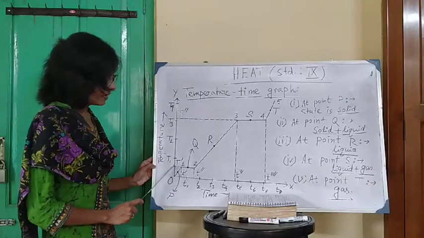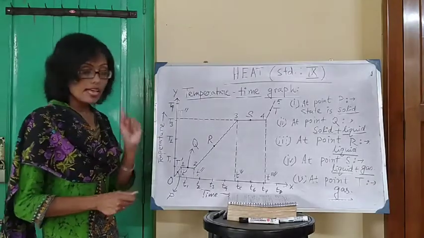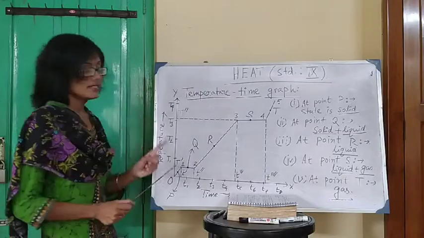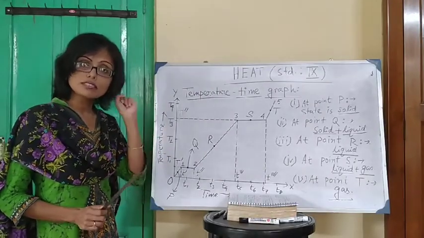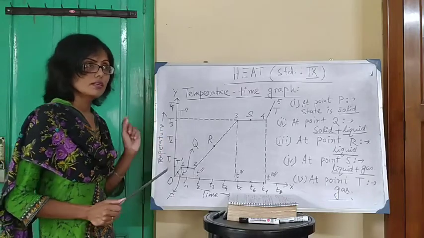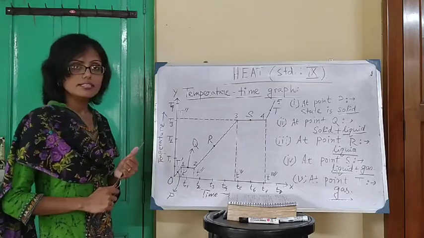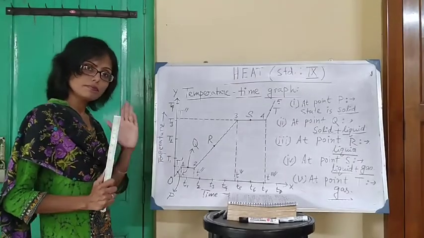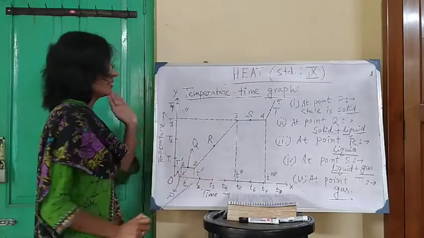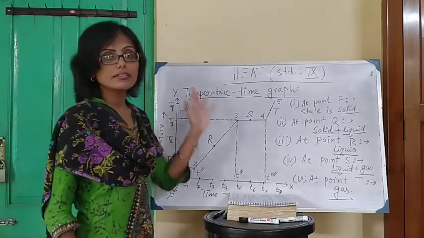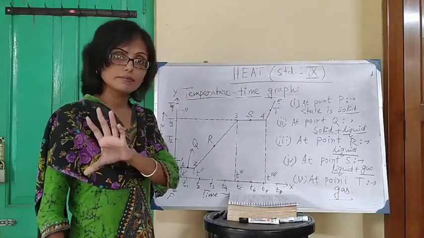Okay, so T prime is the melting point of the solid, of the matter, and T double prime is the boiling point of the liquid of the same substance. Clear? So the entire graph is the temperature-time graph, that is, the graphical representation of the change of state of a matter.